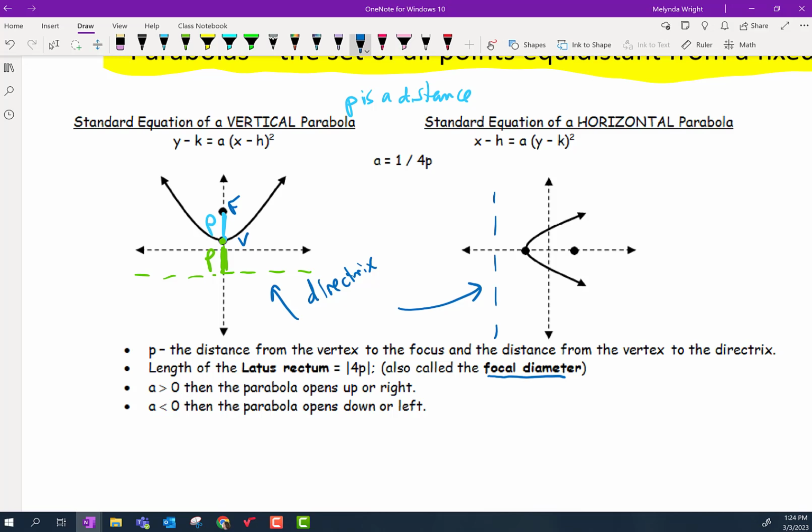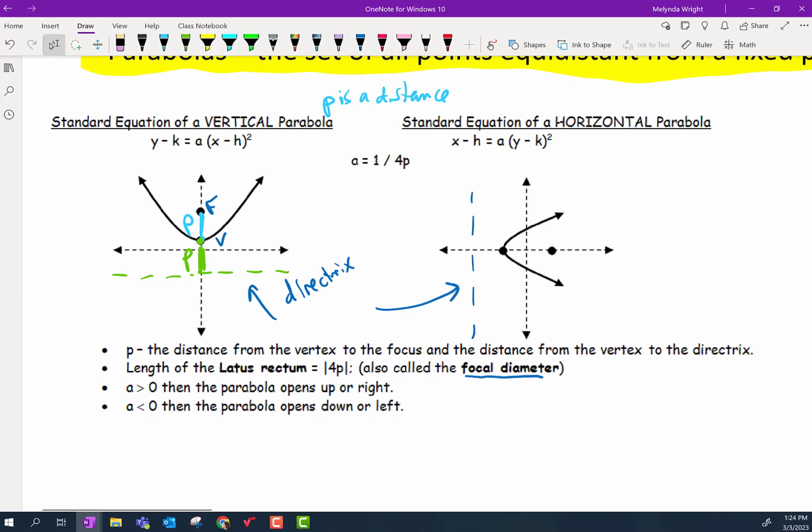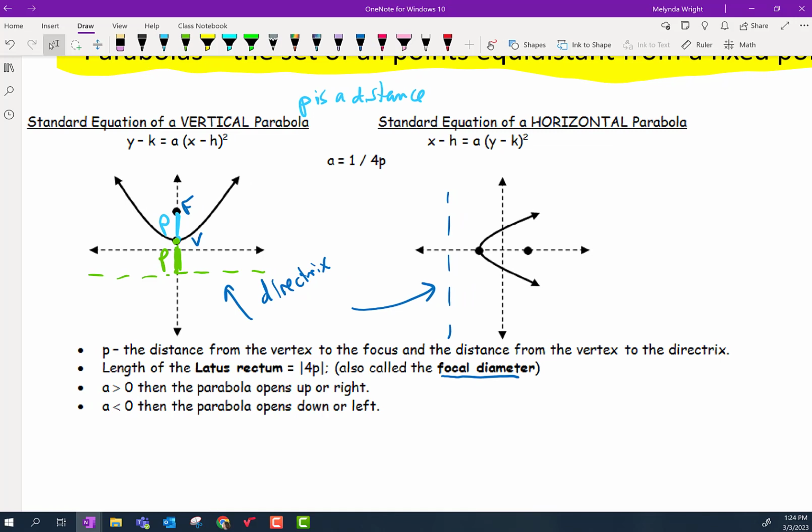What is that? It's actually a cool little thing, and I'm going to draw one on this other parabola since I haven't done much over here. So the focal diameter actually is the distance from one side of the parabola to the other through the focus. This goes through the focus. And it's kind of handy. It tells us how wide to draw our parabola. It's really kind of handy.